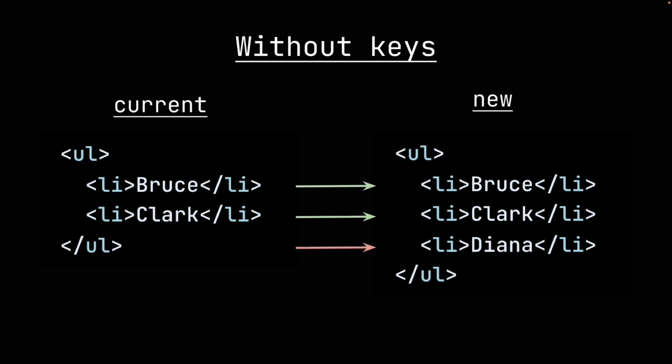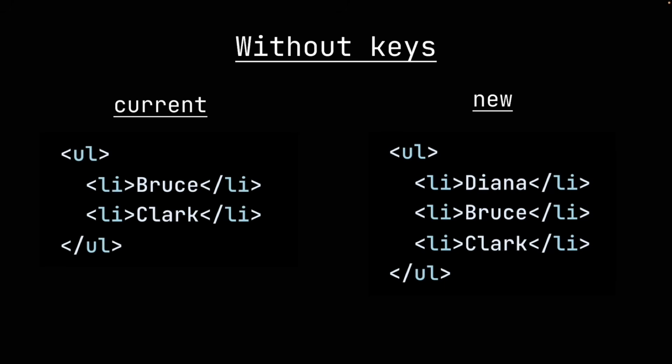But watch what happens when we add Diana to the beginning instead. React compares again, going item by item. Position 1, Bruce in the current list, Diana in the new list. It is different, so needs updating. Position 2, Clark in the current list, Bruce in the new list. Different again and needs updating. Position 3, nothing in the current list, and Clark in the new list. New element needs to be added. This time, React thinks everything changed. It's updating Bruce to Diana, Clark to Bruce, and adding a new Clark at the end.